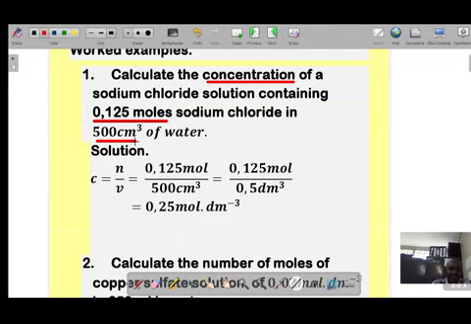By dividing by 1,000. Now, the formula says C equals N over V. Our N is 0.125 moles. What about V? We must put it in decimeters cubed. So divide by 1,000, which gives you 0.5. So when you compute it, it gives you a final answer of 0.25 moles per decimeter cubed. So if they say calculate the concentration and they give you moles and the volume, that's how you get it. Okay. Let us proceed, guys.